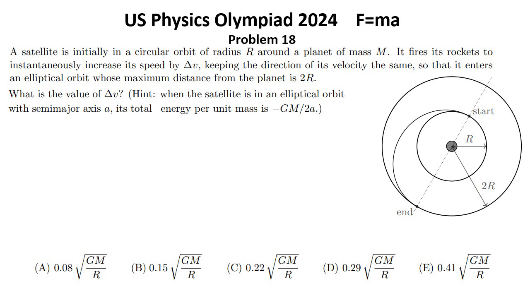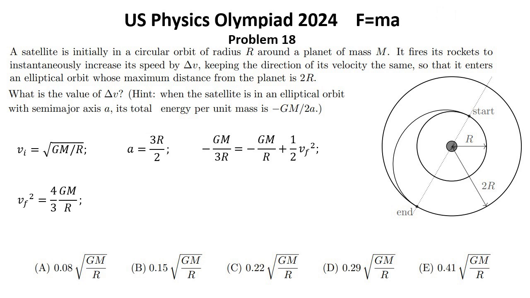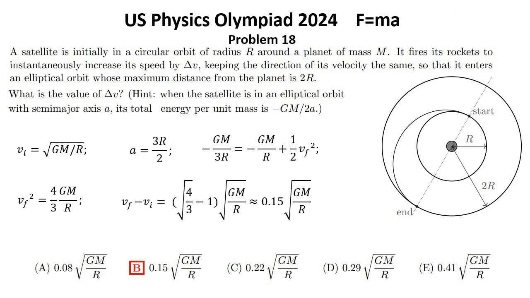Solution to problem number 18. The initial speed in the circular orbit is v initial equals the square root of GM over r. In the elliptical orbit, the semi-major axis is a equals 3r over 2, so the total energy per satellite mass is negative GM over 3r, equal to negative GM over r plus 1/2 v final squared, which implies v final squared equals 4/3 GM over r. So from here we have v final minus v initial, which is answer B. This is the solution to problem number 18.